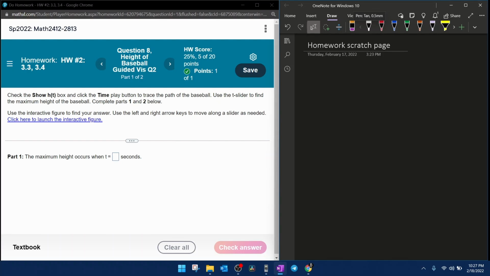All right, here we go. Question number 8 from our Precalculus homework number 2 in MyLab Math. We have another interactive figure problem where we're going to open up the window. We're going to click the Show h(t) box. We're going to click the Time Play button in order to trace the path of the ball. And then we're going to look for the maximum height of the baseball.